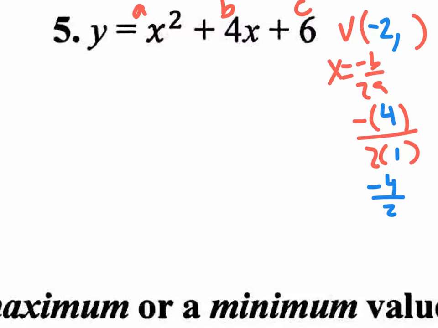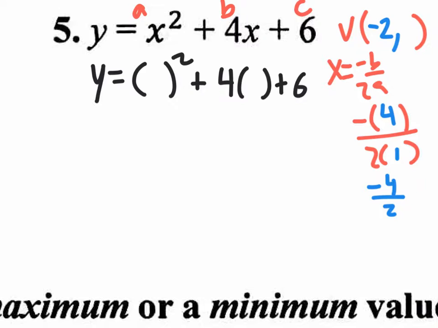Now, if you want the y value, all you got to do is plug it in. So I'm going to rewrite it with parentheses instead of the variable x. And of course, we are plugging in a negative 2 right in there. And when we work this out, negative 2 squared, that's 4. And 4 times negative 2 is negative 8. So we really have a positive 4 minus 8 plus 6. So that's really going to be negative 4, plus 6. The answer is positive 2. So the vertex is negative 2, positive 2. Okay? That's the first thing they ask for.